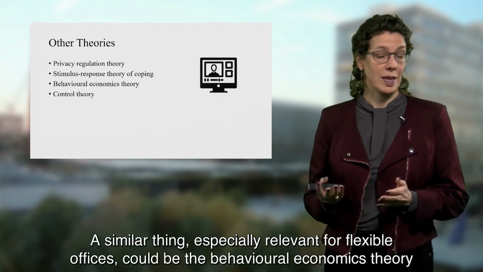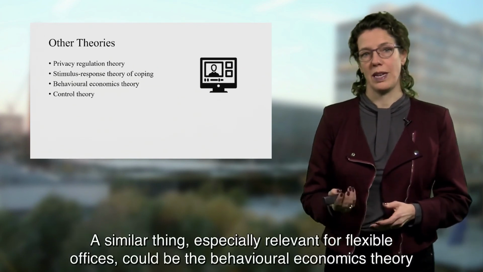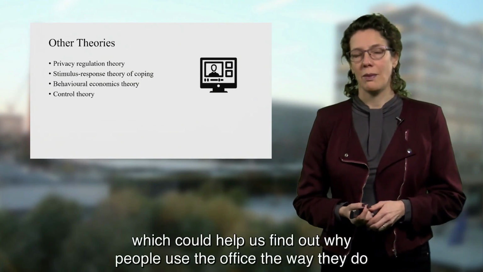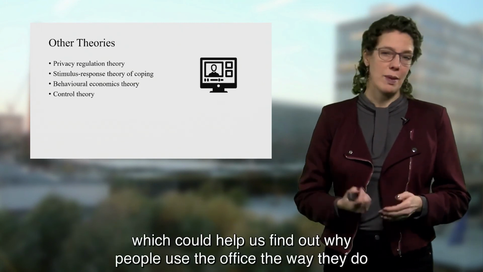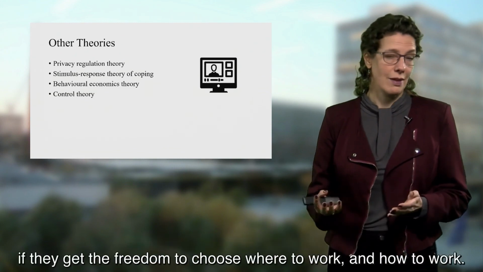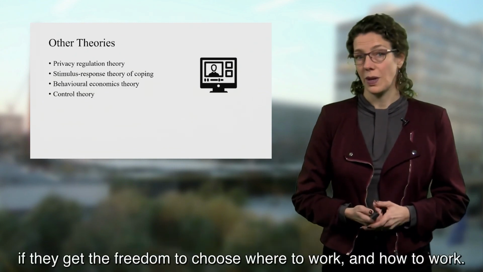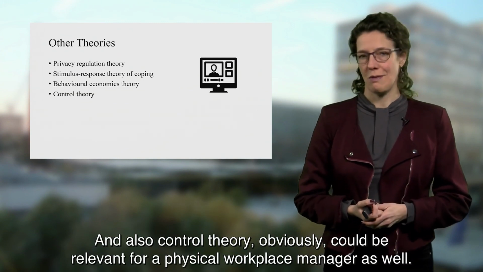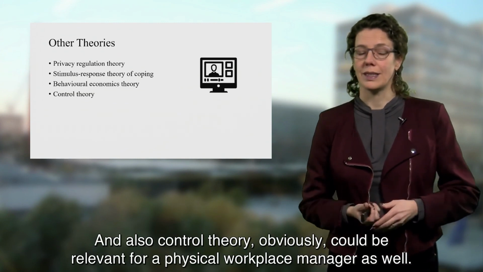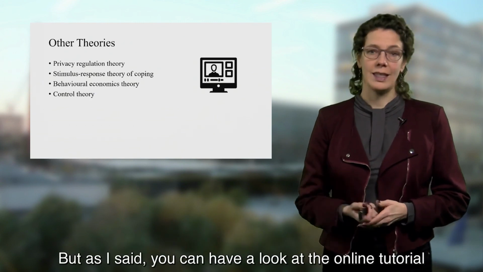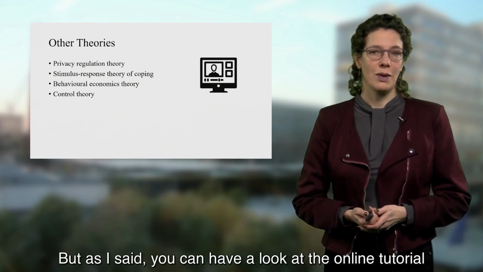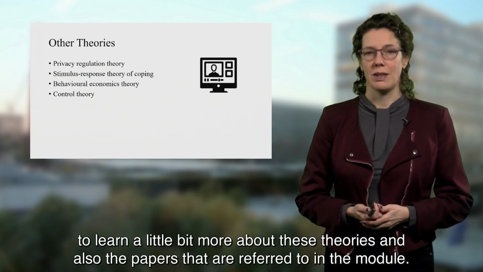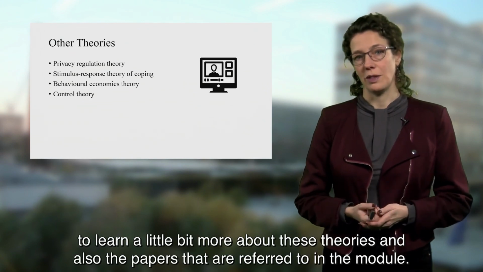How do we deal with noise or other negative aspects of the physical design if we are confronted with that? A similar thing, especially relevant for flexible offices, could be the behavioral economics theory, which could help us find out why people use the office the way they do if they get the freedom to choose where to work and how to work. And also control theory, obviously, could be relevant for a physical workplace manager as well. But as I said, you can have a look at the online tutorial to learn a little bit more about these theories and also the papers that are referred to in the module.